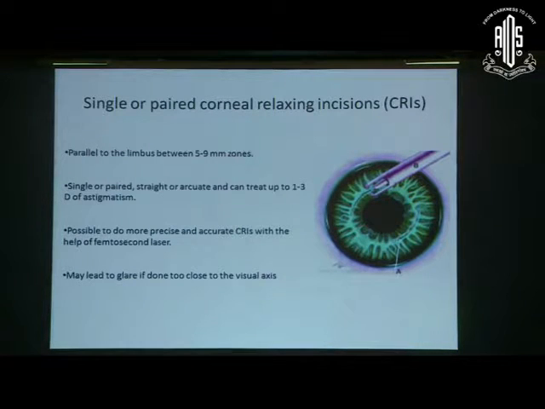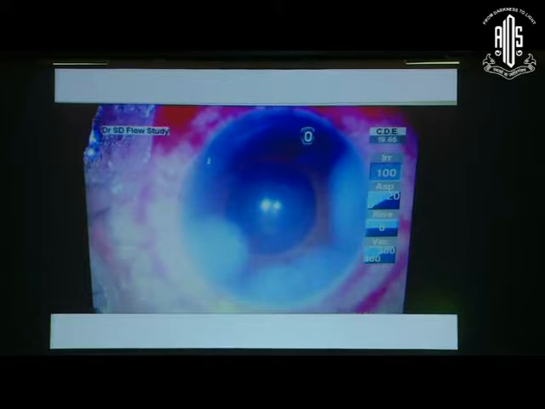So femtosecond laser increases the precision as well as the depth of the incision dramatically, and with it, you can modulate the amount of astigmatism being corrected more closely. So these are two small videos. So as you can see, the AK is made from the femto machine.